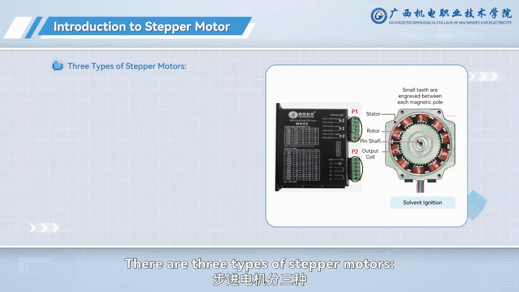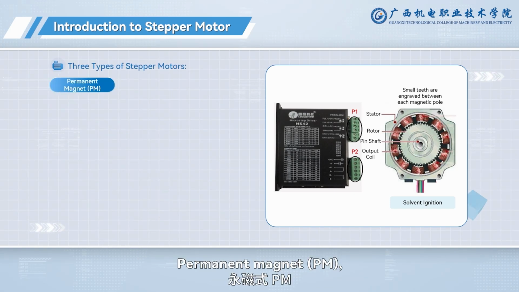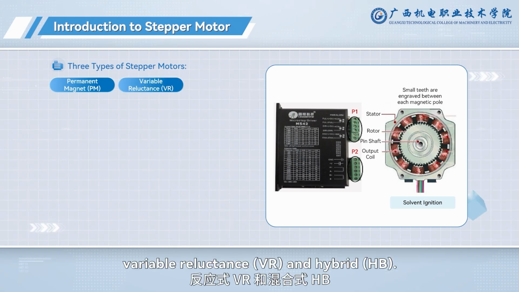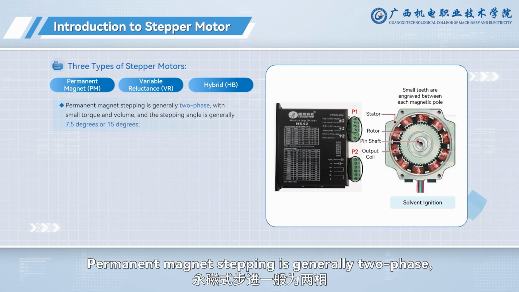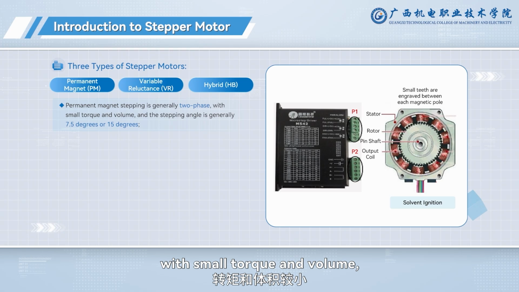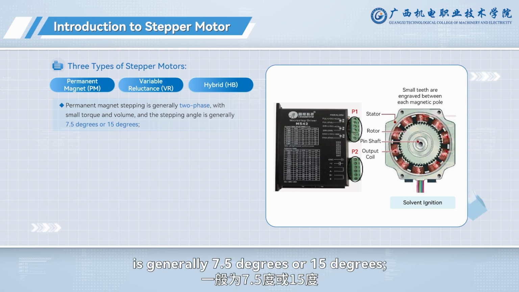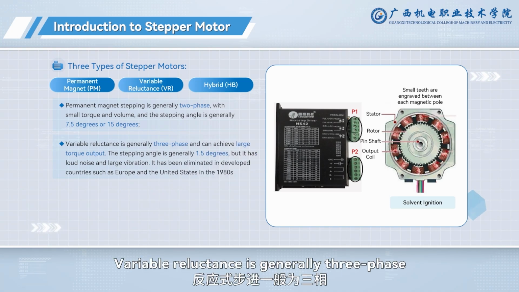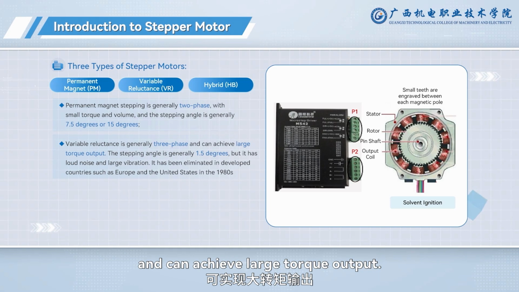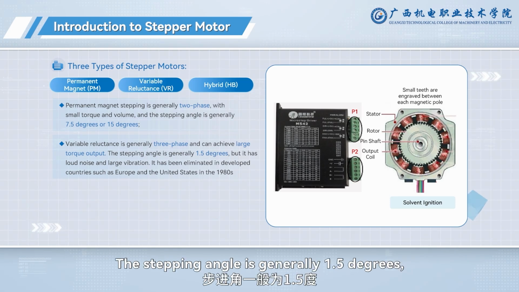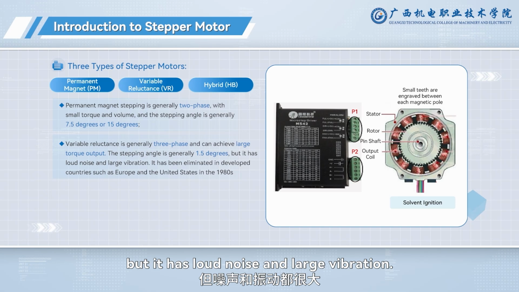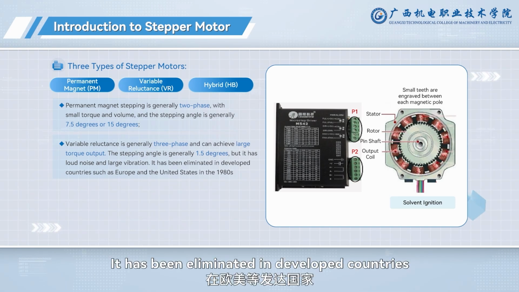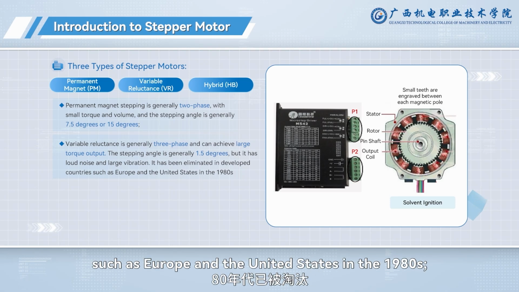There are three types of stepper motors: permanent magnet, PM, variable reluctance, VR, and hybrid, HB. Permanent magnet stepping is generally two-phase with small torque and volume, and the stepping angle is generally 7.5 degrees or 15 degrees. Variable reluctance is generally three-phase and can achieve large torque output. The stepping angle is generally 1.5 degrees, but it has loud noise and large vibration. It has been eliminated in developed countries such as Europe and the United States in the 1980s.